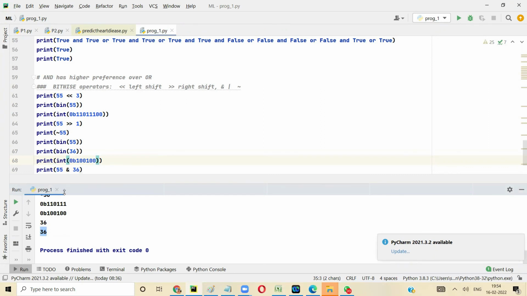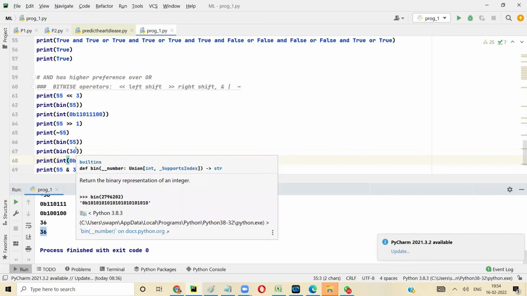You understood, right, how we perform it? Yes. We'll end it here today. Your assignment for today is to do the and, and do the or for 55 and 36 and tell me what it is. Any question before we end? No, sir. Okay, so we'll meet on the next class.